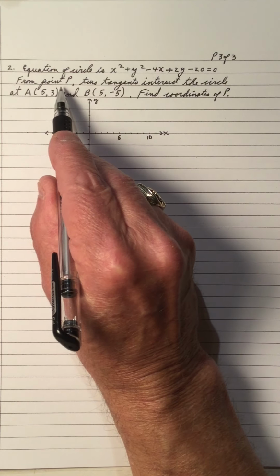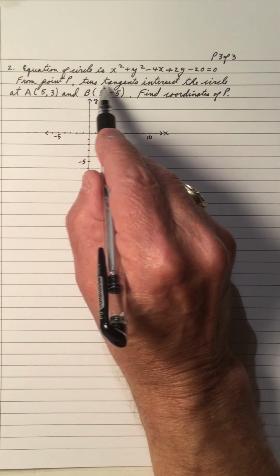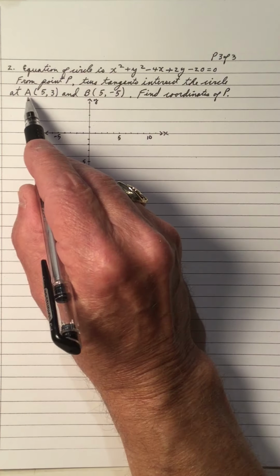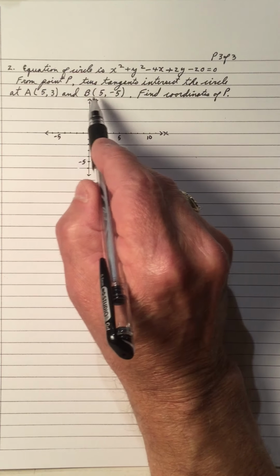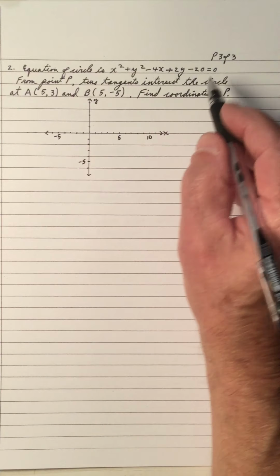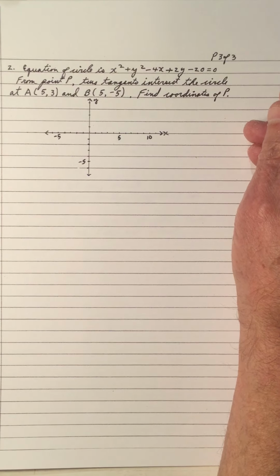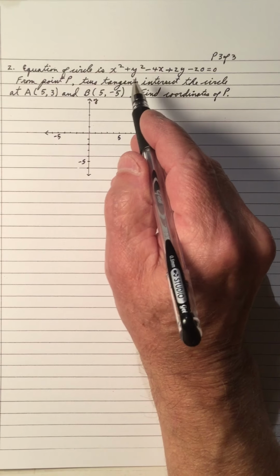Now, the equation of a circle is x squared plus y squared minus 4x plus 2y minus 20 equals 0. Find point P. From point P, two tangents intersect the circle at 5, 3, which is A, and B, which is 5, negative 5. Find the coordinates of P. So, there's 2 points that lie on a circle.